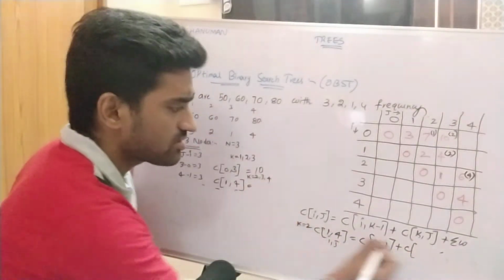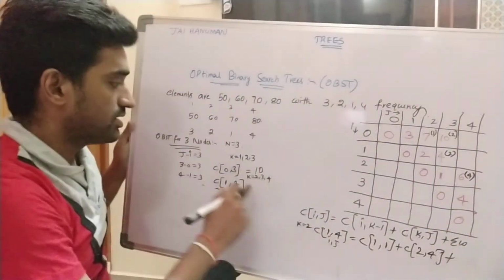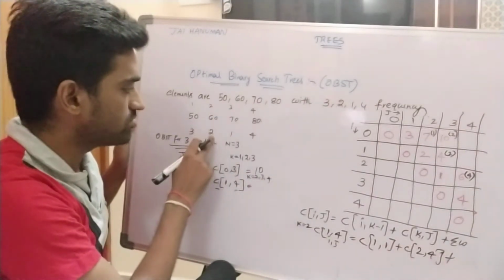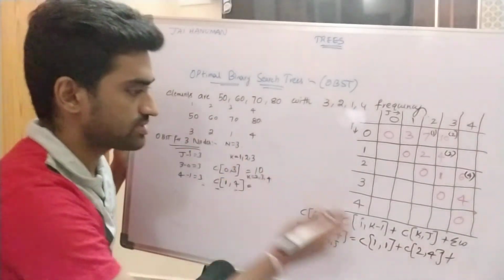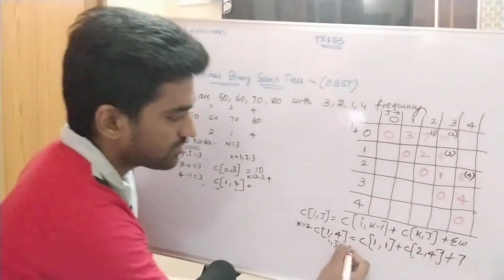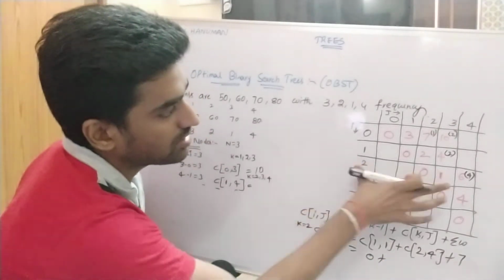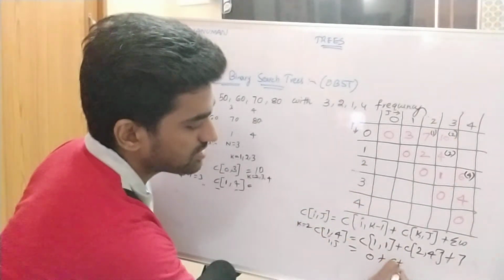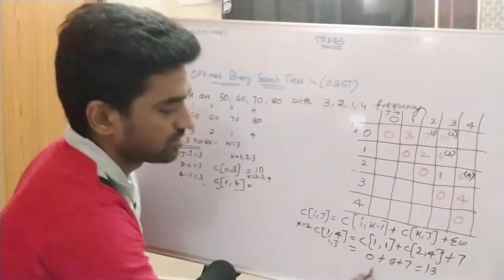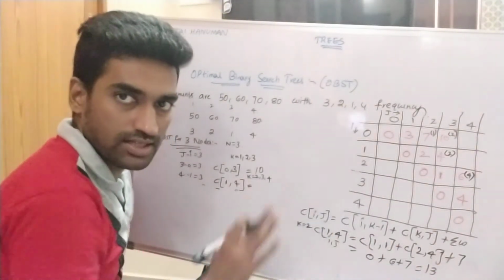Here I am taking k equal to 2, so 2 comma 4, plus the sum of intermediate node weights. Nodes 2, 3, 4 have frequencies 2 plus 1 plus 4, so total 7. So cost of 1 comma 1 is 0, cost of 2 comma 4 is 6, plus 7, which is equivalent to 13. When k equal to 2, cost of 1 comma 4 is 13, right?